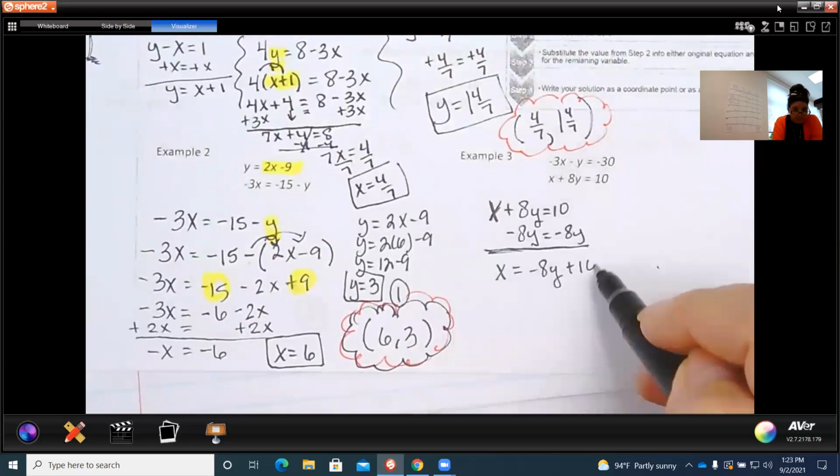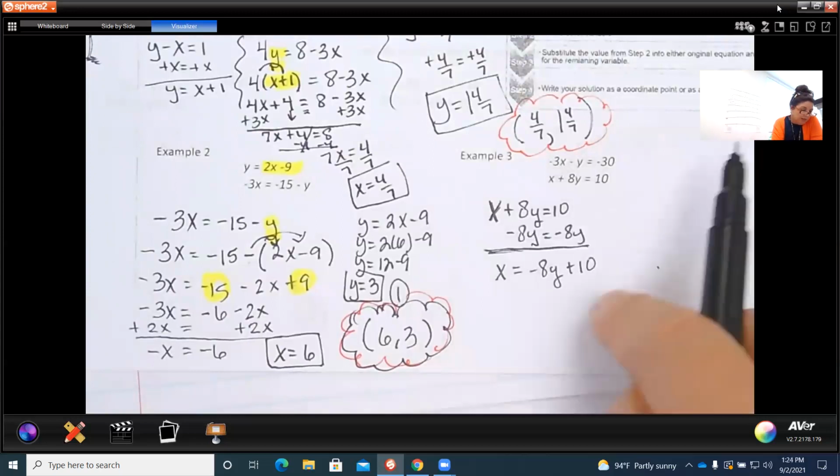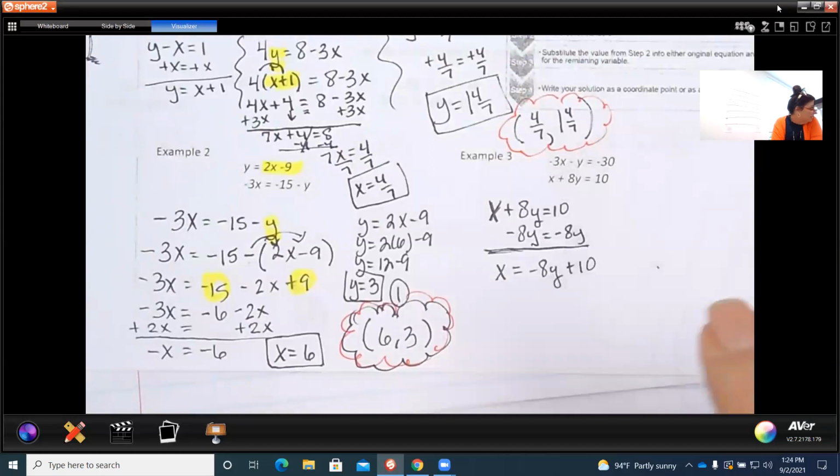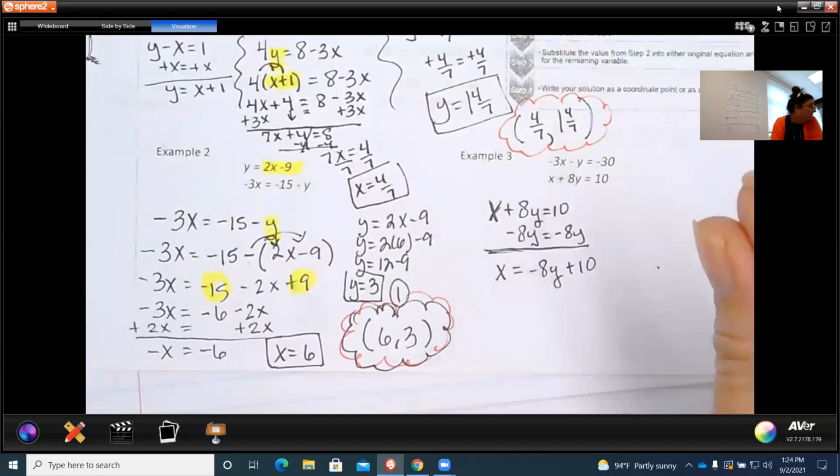X equals negative 8y plus 10. What am I going to do with that? No, because then I want x by itself. If I subtract 10, then it's not going to be by itself anymore, right? So I got it isolated. That's the first thing I want to do. Now what am I going to do with that?